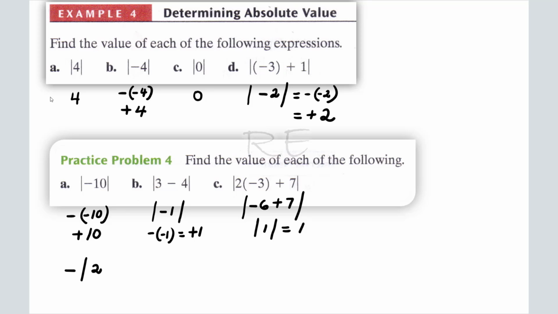If the sign is before the absolute value, you need to take the absolute value first, which is 2, and tack on the negative sign. So the negative absolute value of 2 is equal to negative 2. Similarly, minus the absolute value of negative 2, we take the absolute value of negative 2 first, which is 2, and then we tack on the negative sign, so it's negative 2 also.